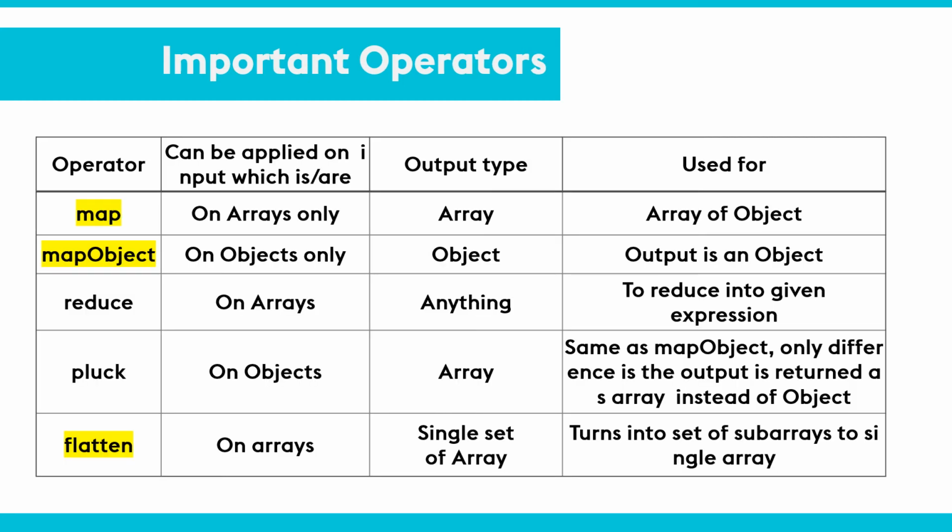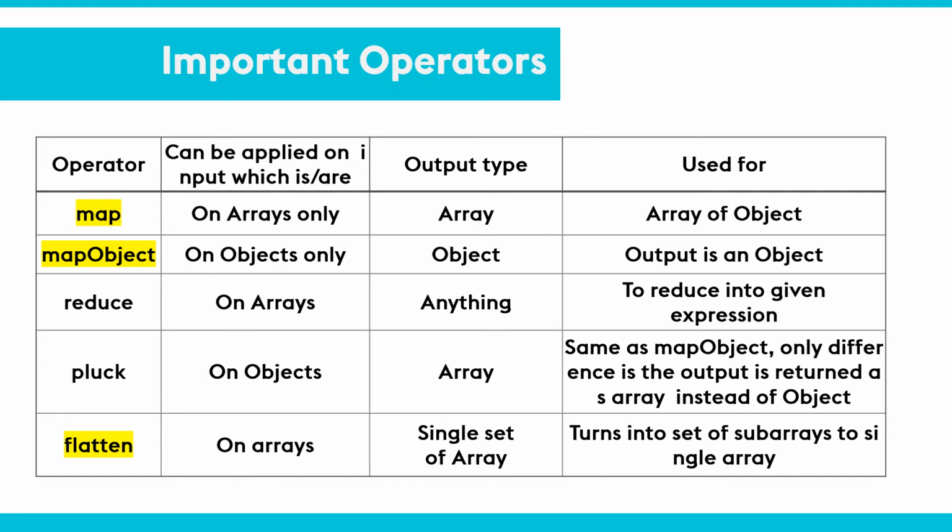Let's see important operators here. We have different operators in DataWeave like map, map object, reduce, pluck, flatten. These are again to name just a few. Now, what inputs can they be applied on? So map, as we discussed in the earlier slide, can be applied only to arrays. So if your input is an array, only in that case can you use the map operator. For objects you cannot use map.